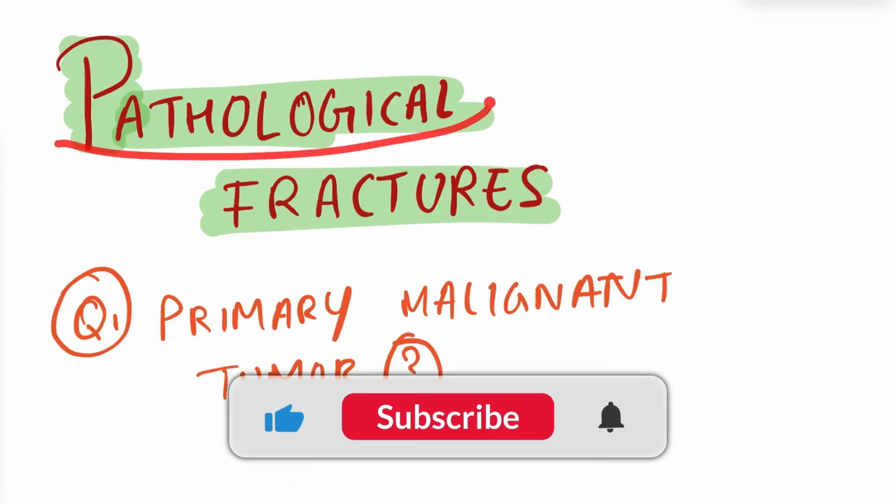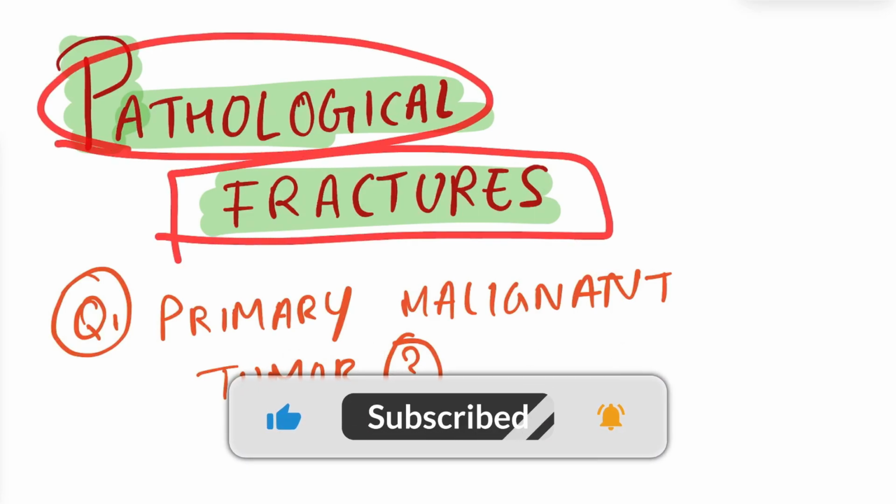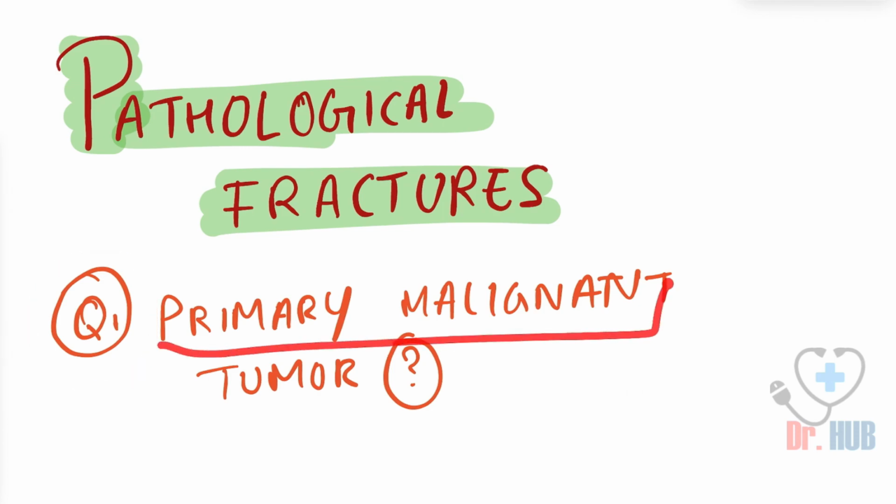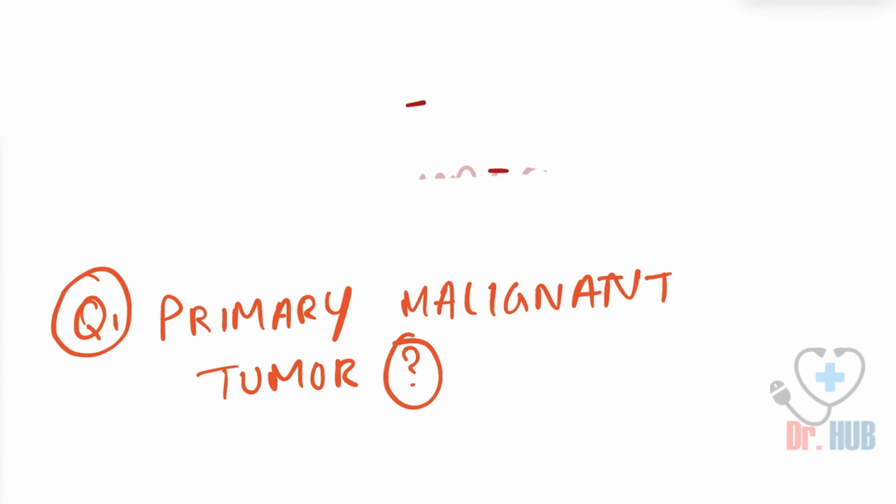We are looking at pathological fractures. So we start with our question: in case of the primary malignant tumor, what are the primary malignant tumors which lead to this condition? In this video we'll find these answers and learn in detail about this topic.